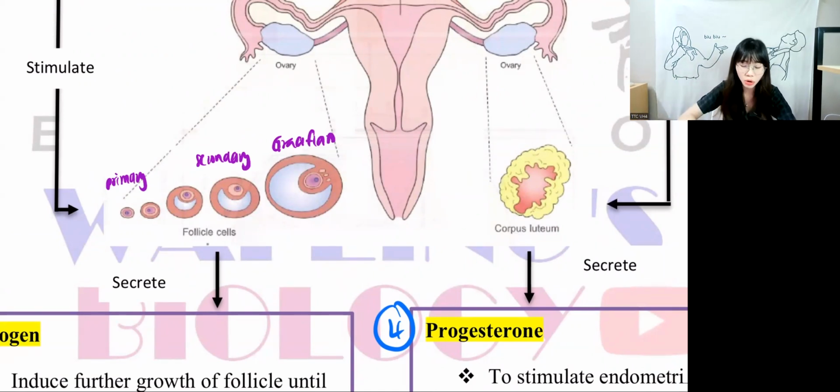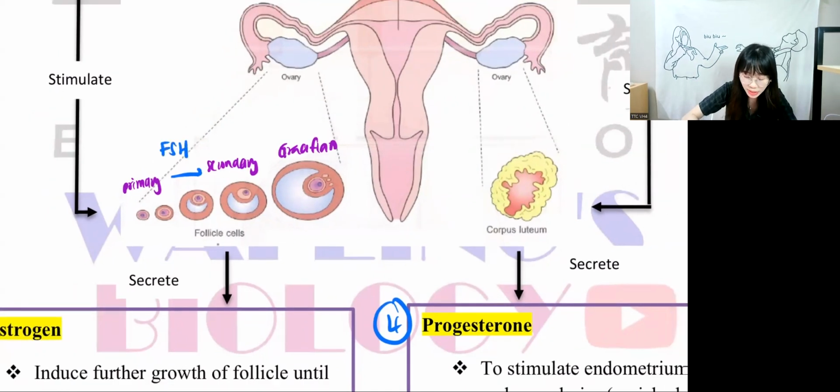How does this follicle grow? As we have mentioned, we have two different hormones that allow the follicle to grow. Number one, from primary to secondary follicle, we use follicle stimulating hormone. From secondary to Graafian follicle, we use estrogen. So this is how the follicle grows, from primary to secondary, and secondary to Graafian follicle, by using different hormones. So that's why the follicle will grow.